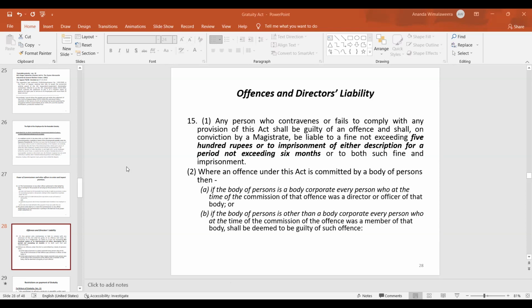Next para. Where an offense under this Act, capital A, where an offense under this Act. ඒ කියන්නේ act කියලා දානකොට ඒ අකුර capital දැම්මොත් එතනින් අදහස් වෙන්නේ නීතියක් කියන එක. ඒ අකුර simple දැම්මොත් ක්‍රියාකාරකමක් කියන එක.